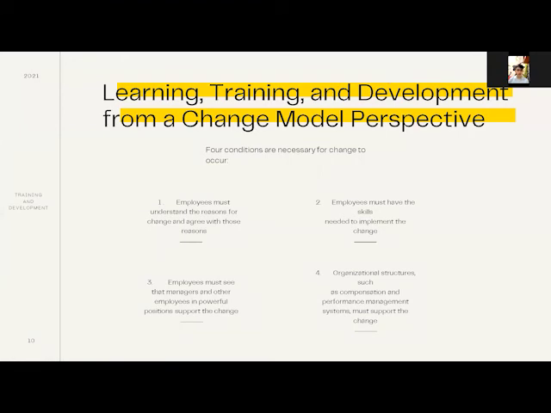these are the 4 conditions that are necessary for change to occur. And the first one, employees must understand the reasons for change and agree with those reasons. So first things first, change is something that we have in mind when we say change. Our nature asks ourselves, why do we need change? And in the corporate world, we also ask, what is the necessity of this change?